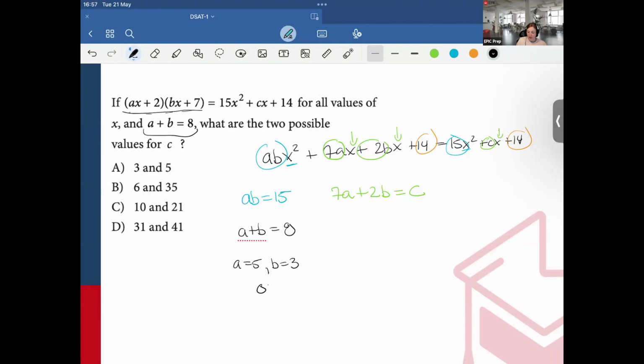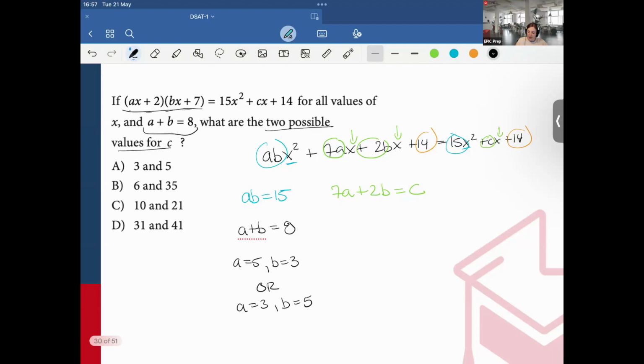That's one possibility. Or a is 3 and b is 5. It's one of those choices. I don't know which one it is, and that's why there are two possible answer values for C. So now that I've defined these, I just need to go back and substitute.